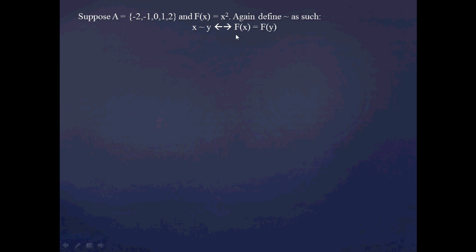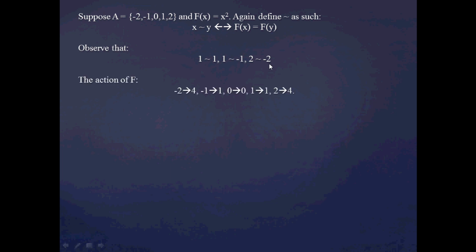So you can see I picked the squaring function here just because -2 and 2 are going to produce the same function value, just like -1 and 1 are, and just like the opposites of a number are going to produce the same function value when you square them. So under this definition, we can observe that 1 is equivalent to 1. Something is equivalent to itself. 1 is equivalent to -1 because they produce the same function value, and 2 is equivalent to -2.